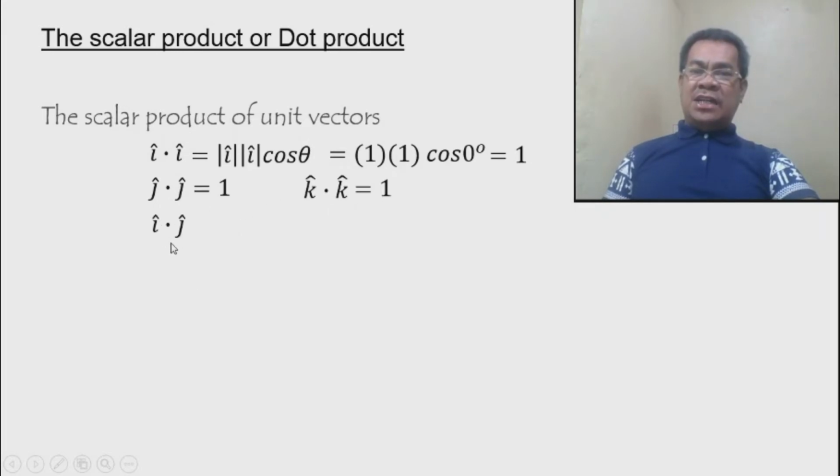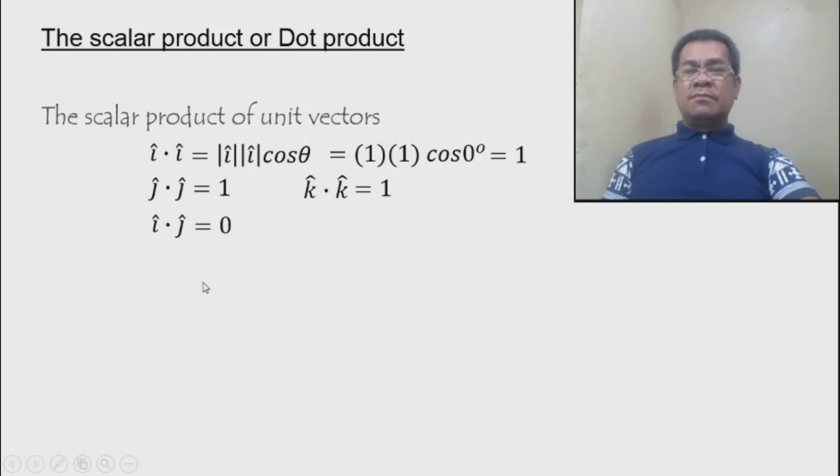Now what is i dot j? Still use the formula. The magnitude of i is 1 and the magnitude of j is 1. So multiply the magnitudes, then cosine of, what is the angle between them? What is the angle between i hat and j hat? Remember, i is along x, j is along y, directly. So the angle must be 90 degrees. What is cosine of 90? 0. If you multiply that 0 to any number, the result is always 0.